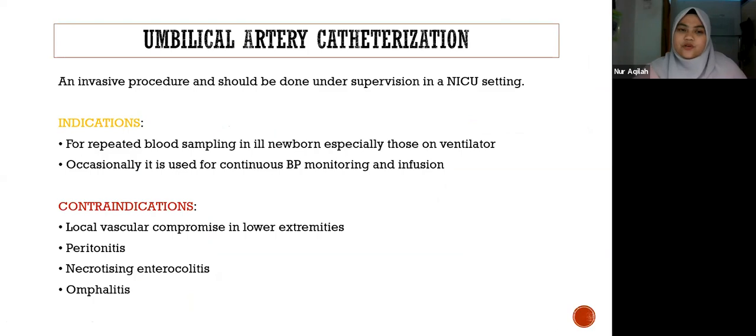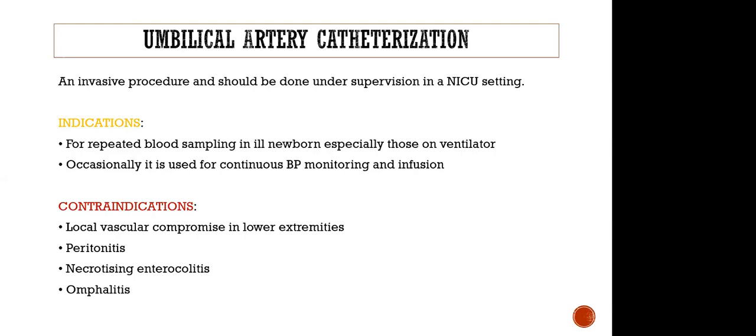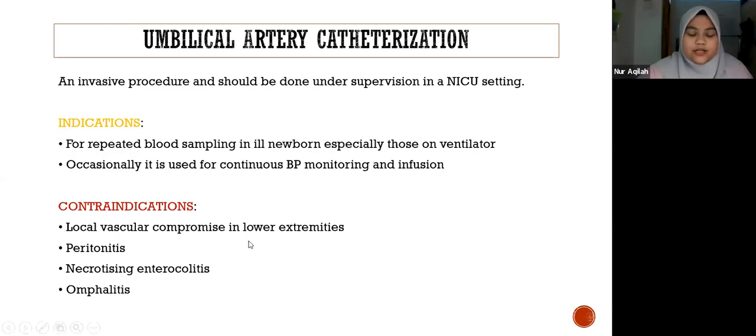So the indication for umbilical catheterization is for repeated blood sampling in ill newborns, especially those on a ventilator. Also, occasionally, UAC is used for continuous BP monitoring and also infusion. There are contraindications to umbilical catheterization, and the most important one is local vascular compromise in the lower extremity.